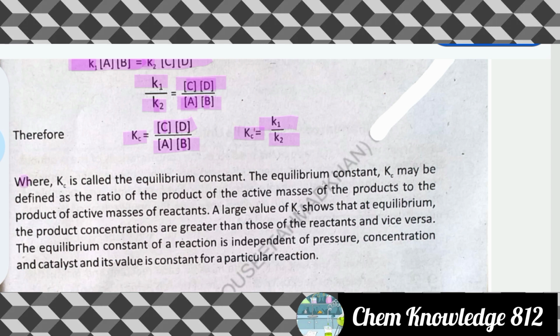Where Kc is called the equilibrium constant. The equilibrium constant Kc may be defined as the ratio of the product of the active masses of the products to the product of the active masses of the reactants. A large value of Kc shows that at equilibrium, the product concentrations are greater than those of the reactants, and vice versa. The equilibrium constant for a reaction is independent of pressure, temperature, and catalyst, and its value is constant for a particular reaction.